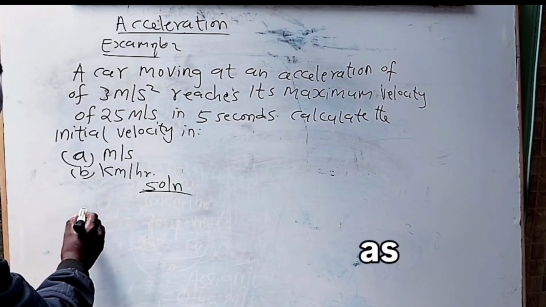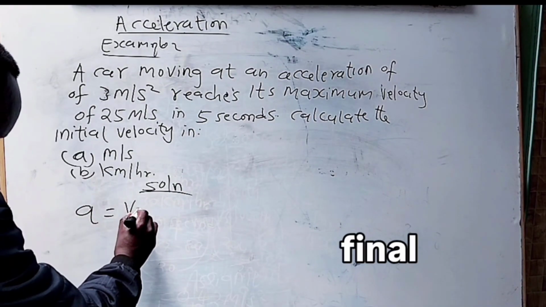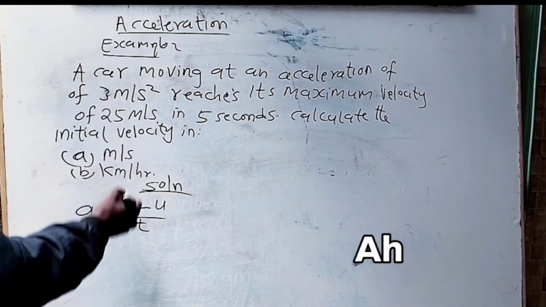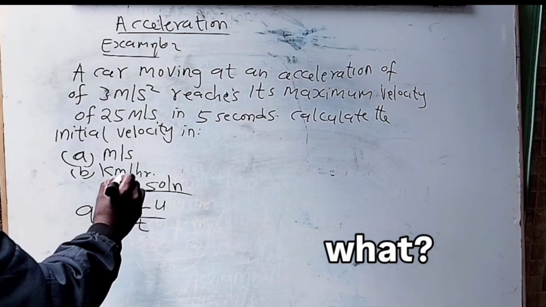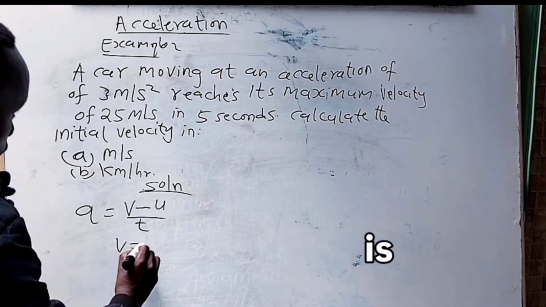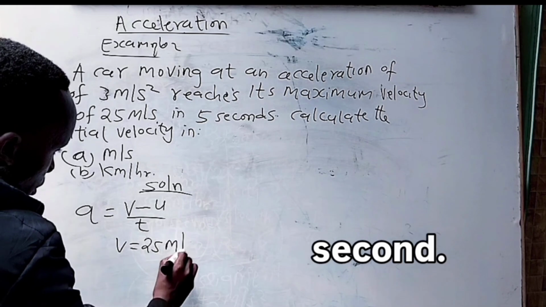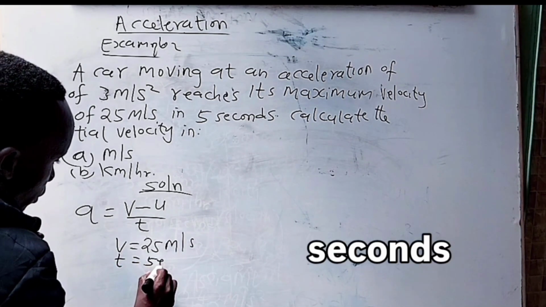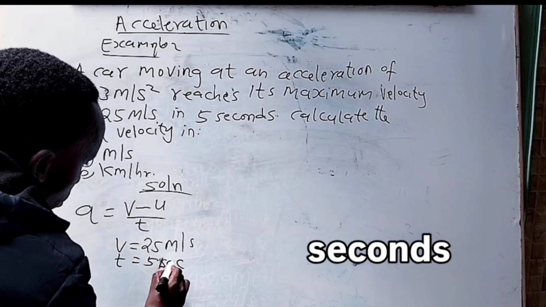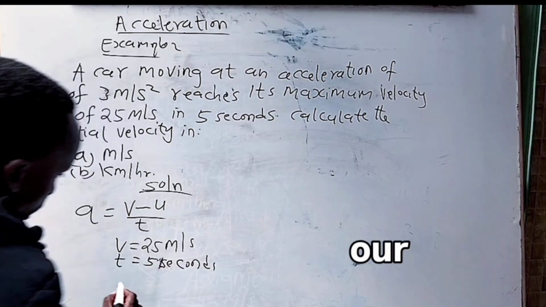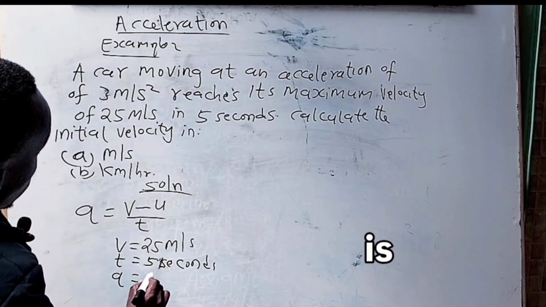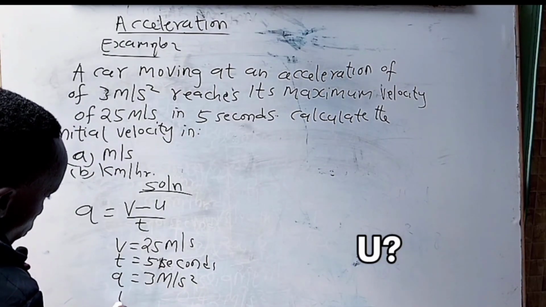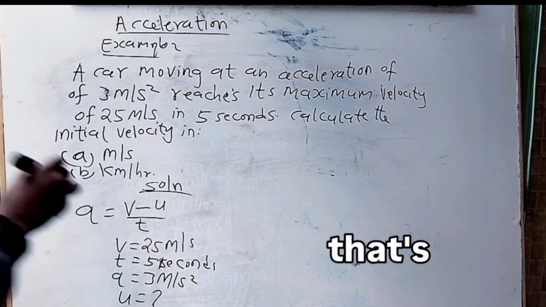We have our formula: acceleration is equal to final velocity minus initial velocity divided by time. Our final velocity is what? Final velocity is equal to 25 meters per second. Our time is 5 seconds, and our acceleration is 3 meters per second squared. What is our u? So that's what we are supposed to do.